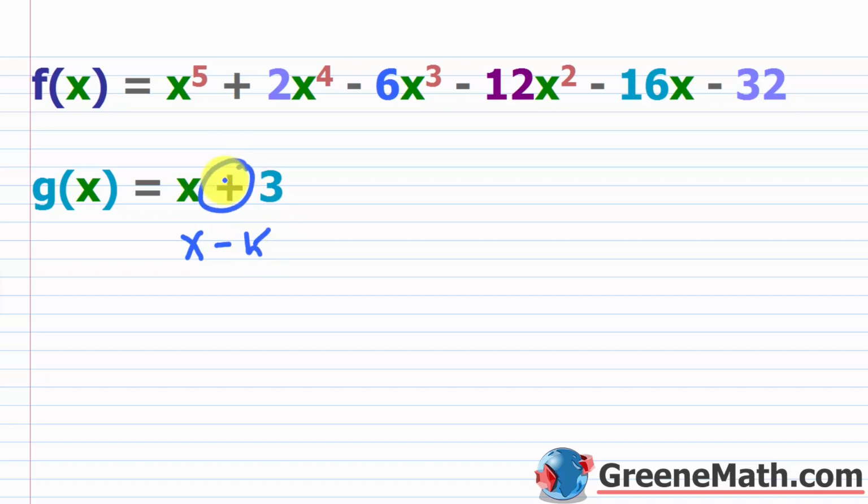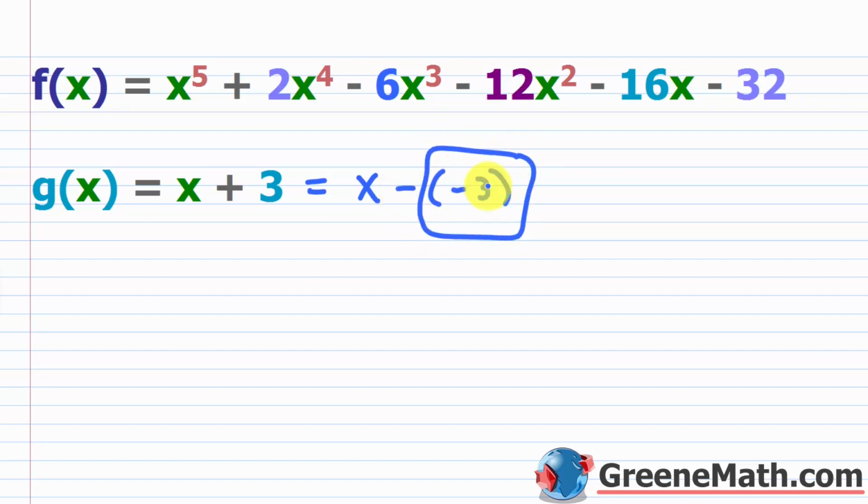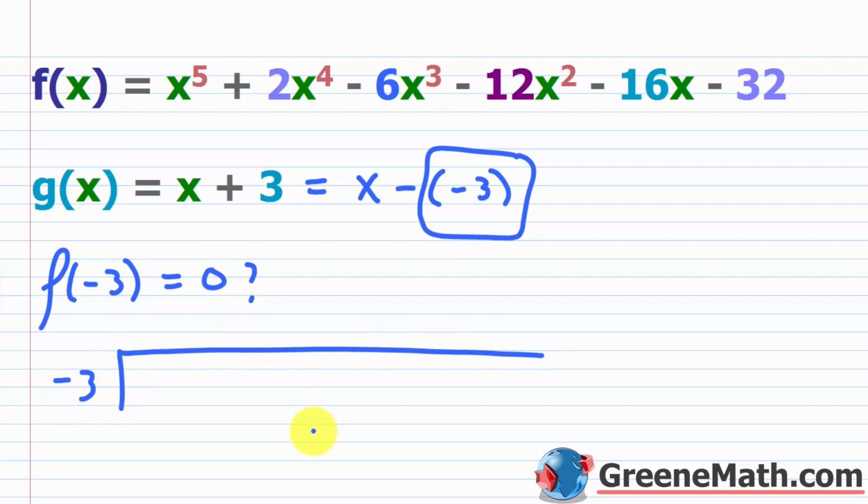It's a very common mistake to just put 3 out there and then get the wrong answer. So you want to make sure you change this and say this is equal to x minus a negative 3, so that it's in that format, and then you grab whatever this number is. So is f of negative 3 equal to 0? Again, we're just going to use some synthetic division. So I'm going to say that I have negative 3, grab my coefficients: a 1, a 2, a negative 6, a negative 12, a negative 16, and a negative 32.